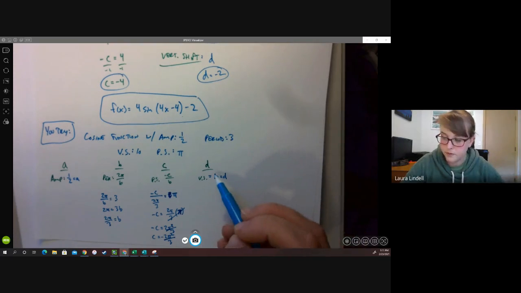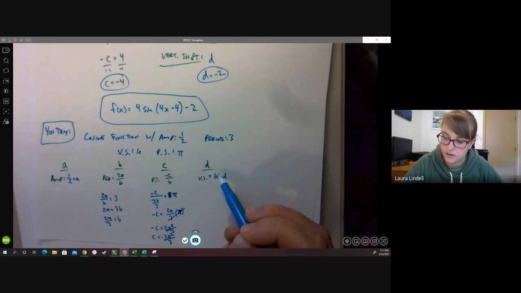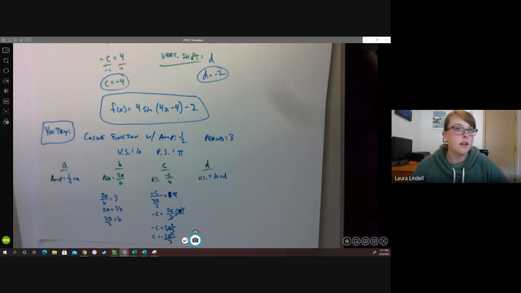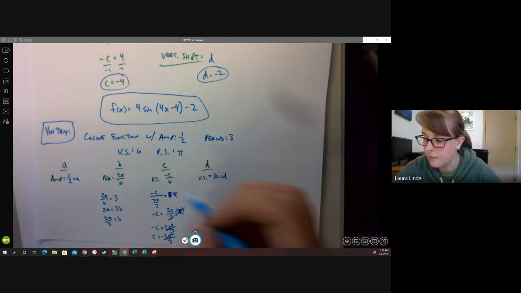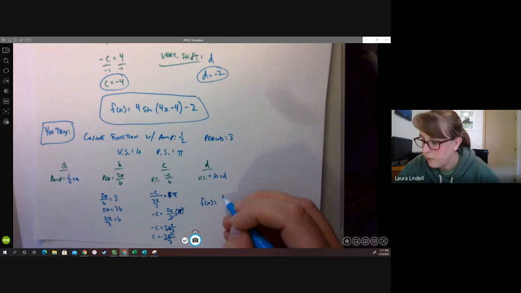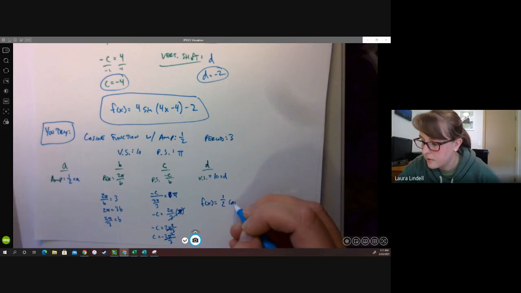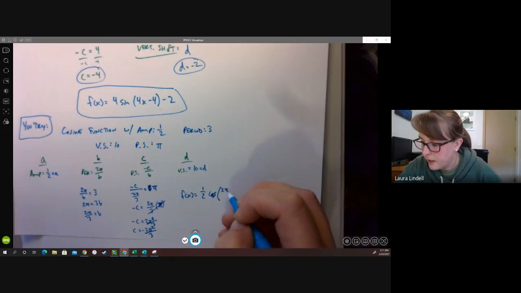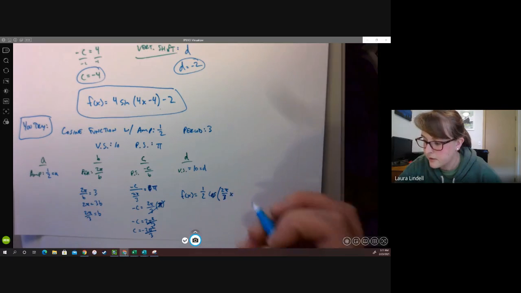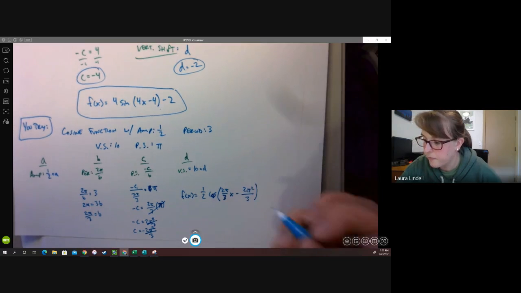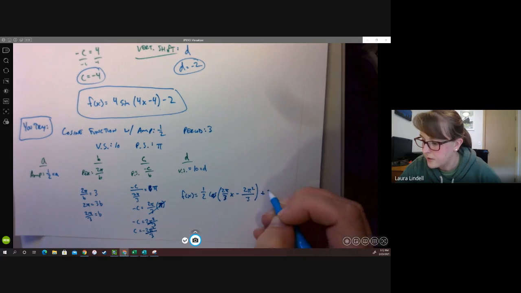Anyway, and then the vertical shift was 10, so d will be 10 because d is the vertical shift. So now we get to combine all of this. This time we're doing a cosine function. So f of x equals 1/2 cosine of 2 pi over 3x minus 2 pi squared over 3 plus 10.